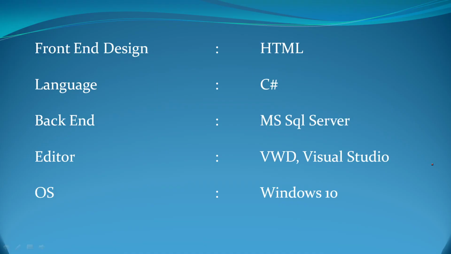Now let's look at the software. For design, we require HTML, the C# language, and SQL Server as the backend. The editor used here is Visual Web Developer. VWD stands for Visual Web Developer. Or you can also use Visual Studio 2019, where Web Developer is a part of Visual Studio. Earlier, with 2010, we used Visual Web Developer 2010 because it is a lightweight editor. So we are using VWD, but you can still use Visual Studio. The operating system is Windows 10.